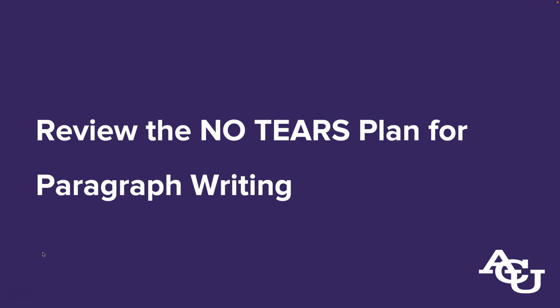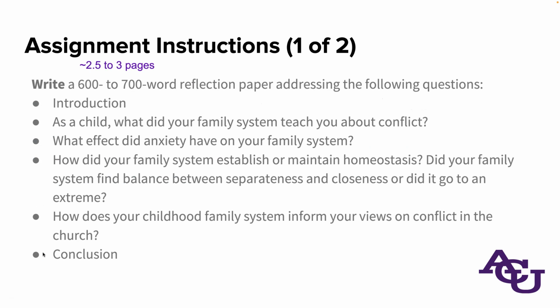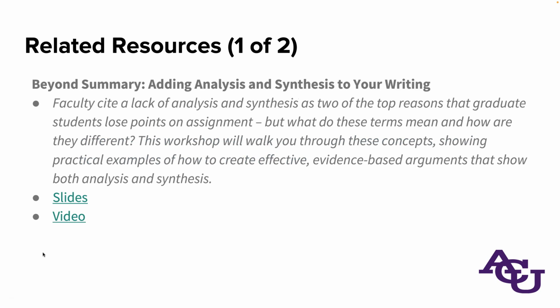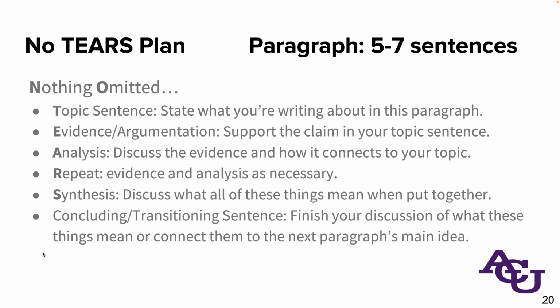Now, if you've watched our Beyond Summary webinar or our previous webinar for CONR 617, you'll be familiar with this, but let's talk about this sort of argumentation in light of the instructions here. So let's take that first item. As a child, what did your family system teach you about conflict? According to the no tiers plan, we want to be starting each paragraph out with a clear topic sentence. So if you're answering that question, what did my family system teach me about conflict?